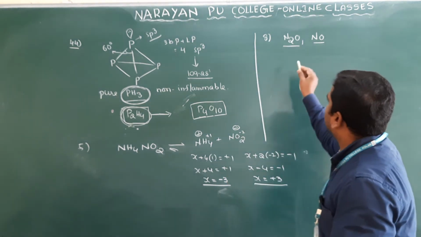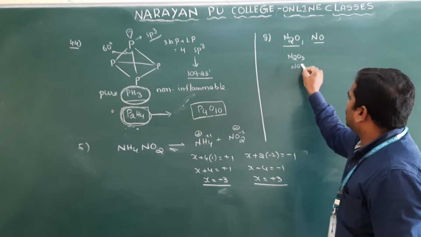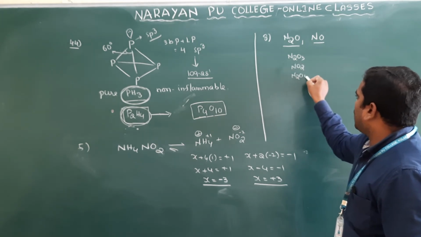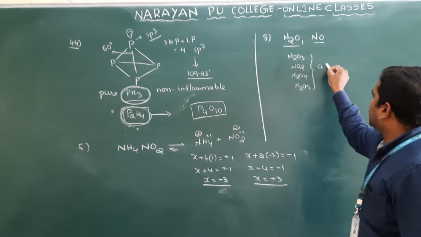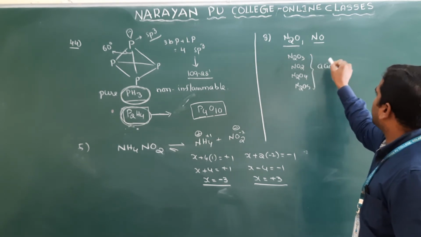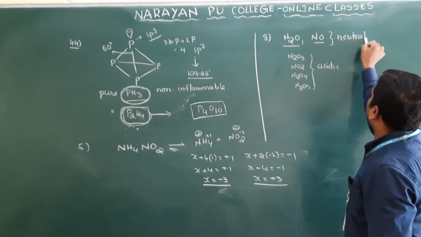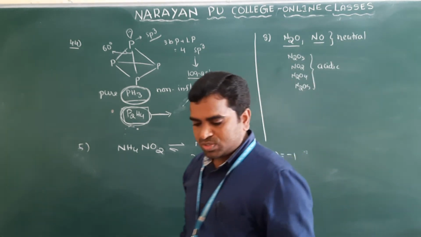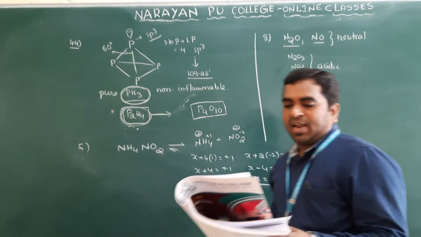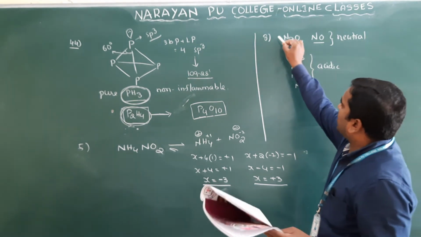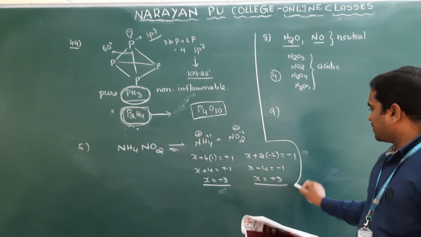The remaining oxides, N2O3, N2O4, N2O5, these all are acidic oxides, but these 2 are neutral oxides. Clear? Now, what is the option here for question number 8? The last one, N2O. Option 4 is the correct one for this. Clear? Let's go.